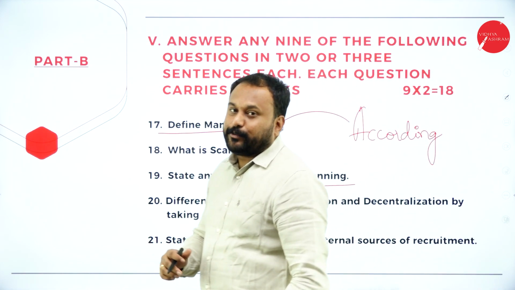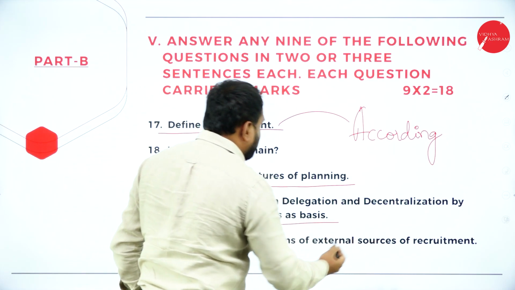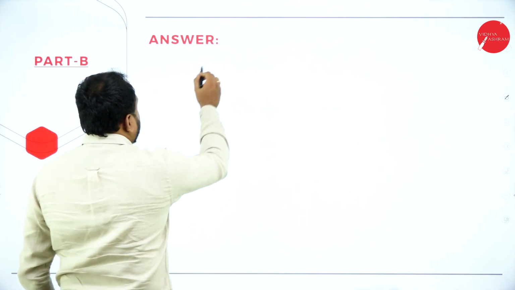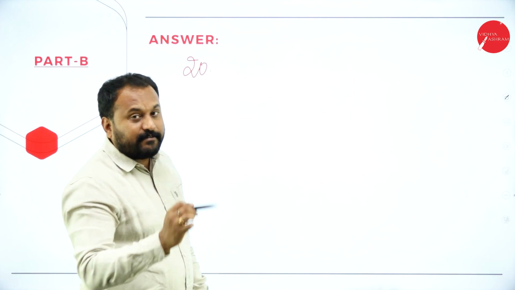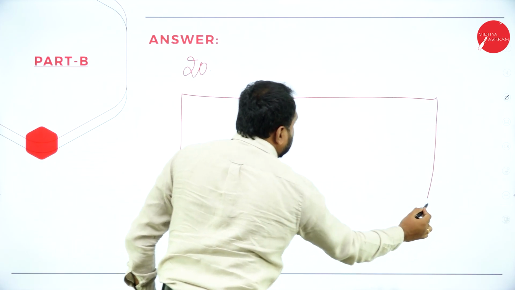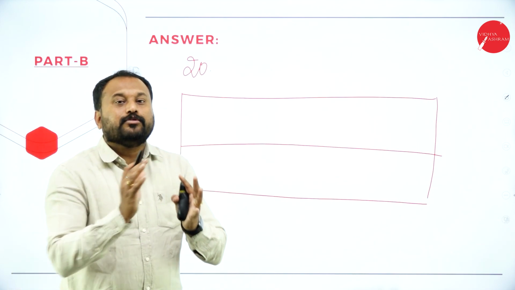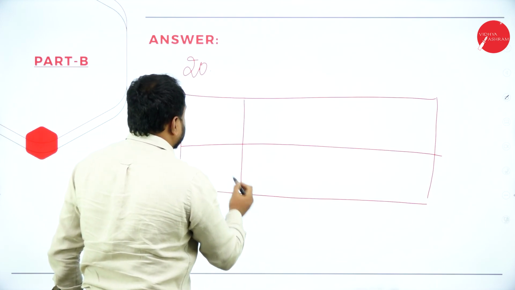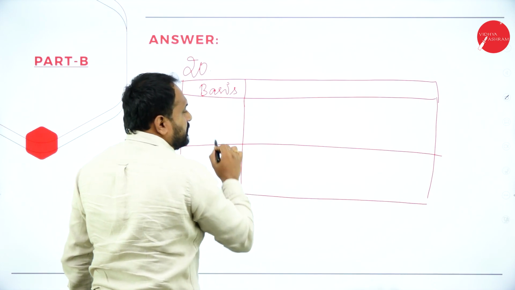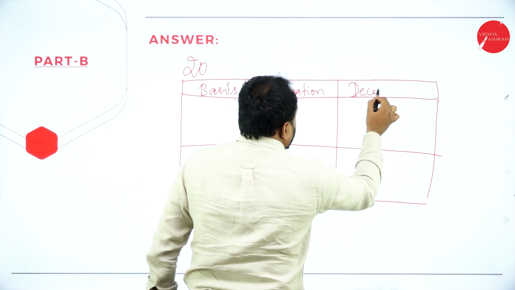The next, the 20th question. The 20th question asks you to differentiate between delegation and decentralization by taking any two factors as basis. Now, here I'm going to explain it to you. I'll write here the answer for the 20th question. They have asked you to take two bases and differentiate. Many of you do not follow the instruction. Instead, you start writing the meaning of delegation and the meaning of decentralization. You will not get 2 marks. How will you get 2 marks? You need to go with differentiation here. When you go with differentiation, the first word is basis. Basis is what you are supposed to write. Here you go with delegation. Here you write decentralization.